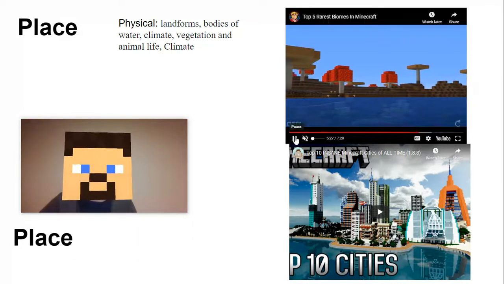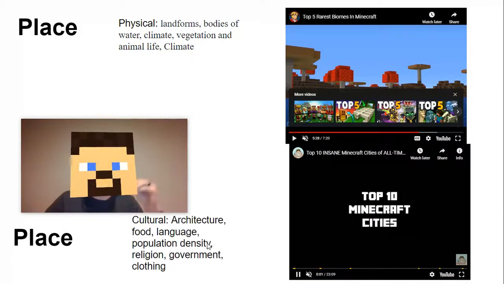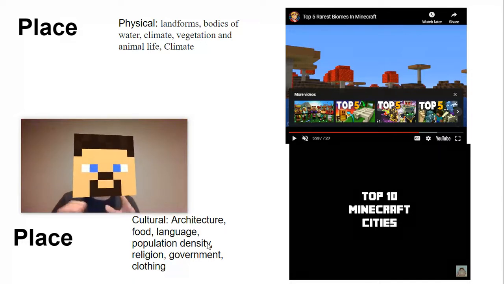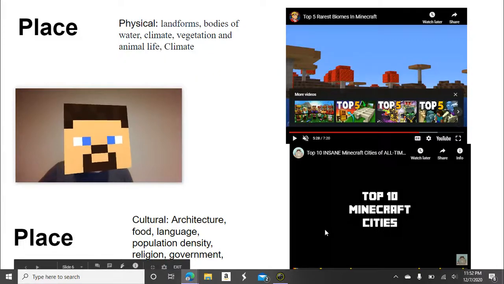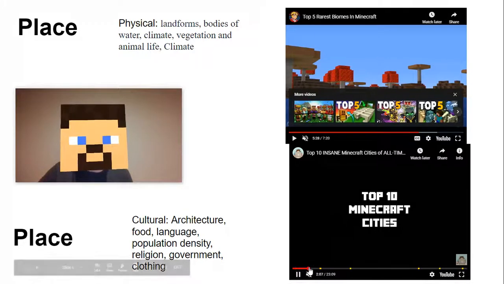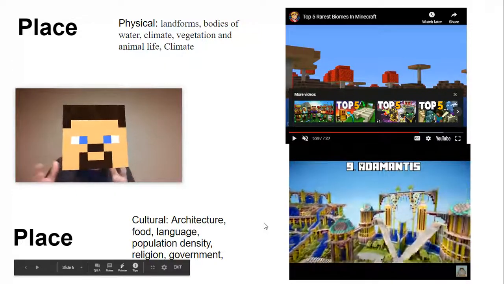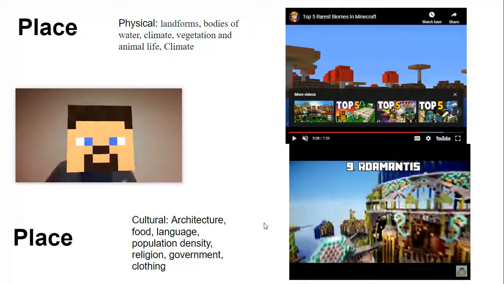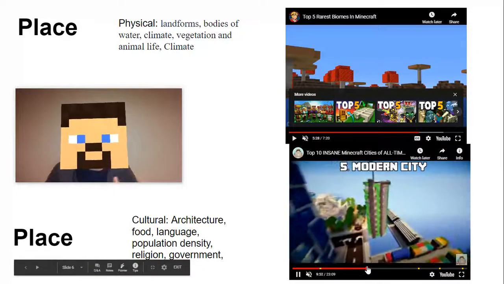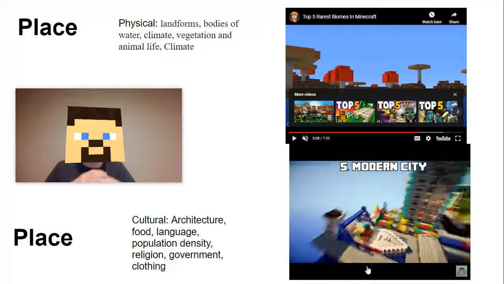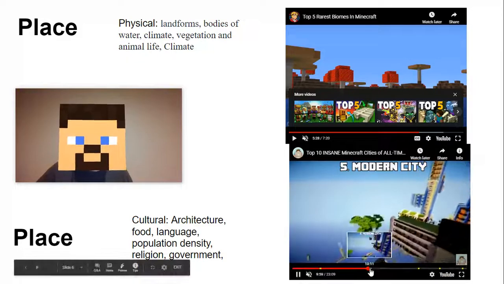Now, besides that, place also has cultural characteristics. So, not just its actual physical things, but also cultural. So, when you think of culture, you should be thinking of a few things here. You can think of the architecture, what they use to build, what their buildings look like, the food that they eat, the language that they speak, the population density. So, if I'm in a big city like this, I'm going to have a wide variety of population. It's going to be very, very dense with a lot of people living there.